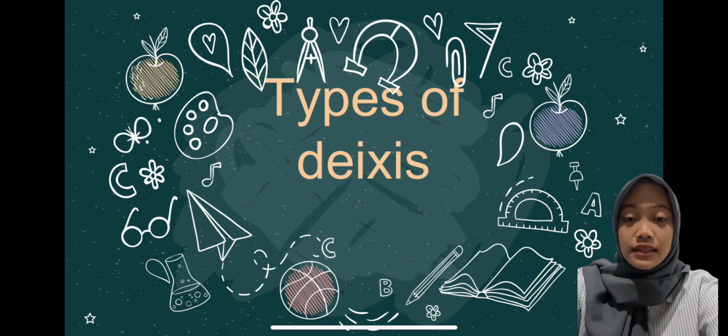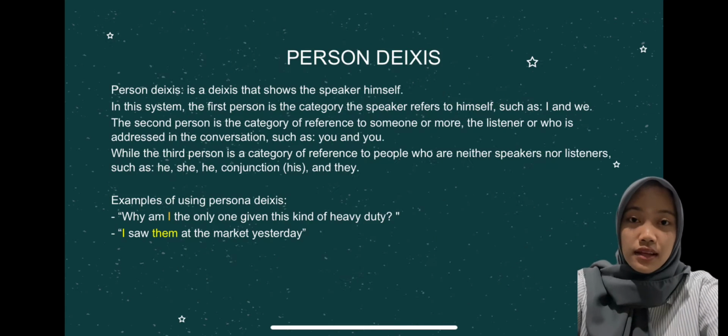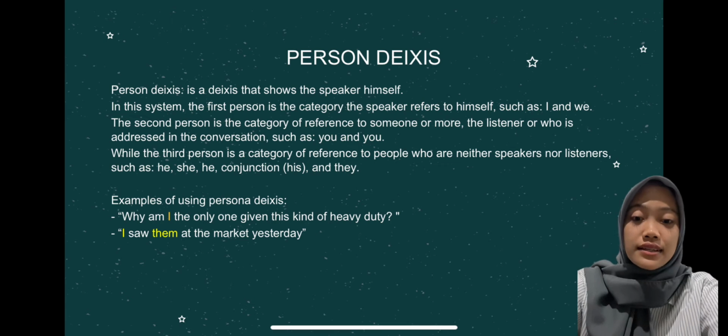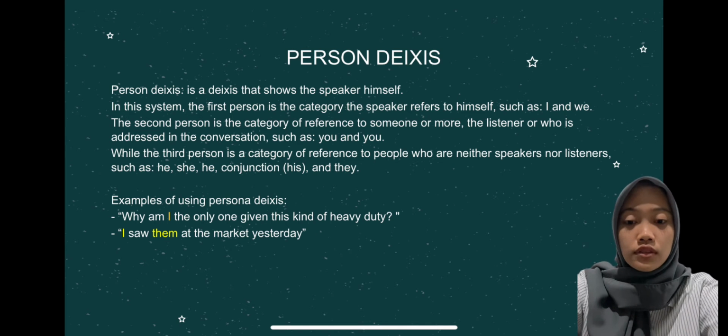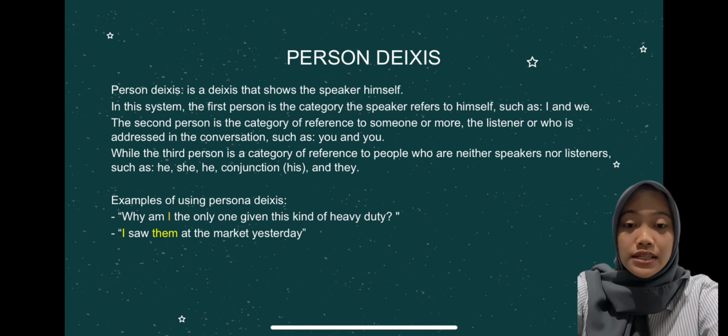Okay, the next is types of deixis. The first is personal deixis. Personal deixis is a deixis that shows the speaker himself. The person who is speaking has a role called the first person. If he no longer speaks and then becomes a listener, then he changes to the second person, while the person who is not present at the place where the conversation takes place is called the third person.